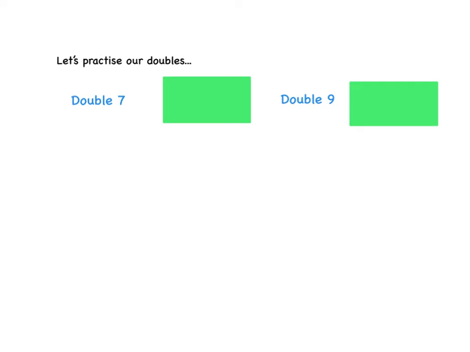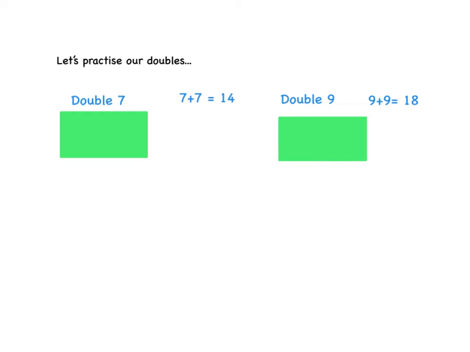Okay, let's practice our doubles. First of all, can you double 7? Have a little think. What do you think it might be? Double 7 is 7 plus 7, which makes 14. How about double 9? What do you think the answer to that one is? Double 9 is 9 plus 9, which makes 18.